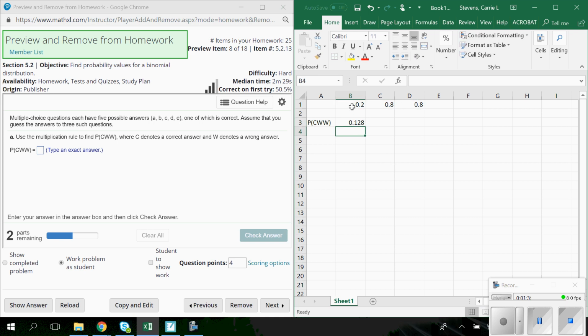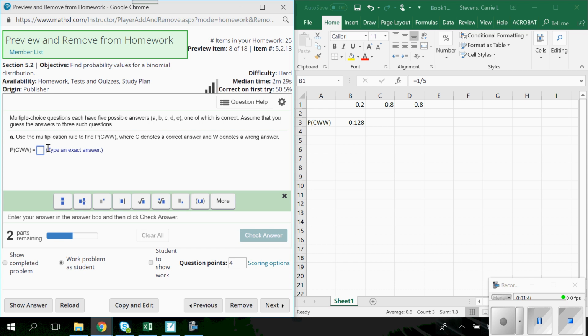Okay? So that's how you do it using the multiplication rule. And then for part A, let's put that answer in there, 0.128.